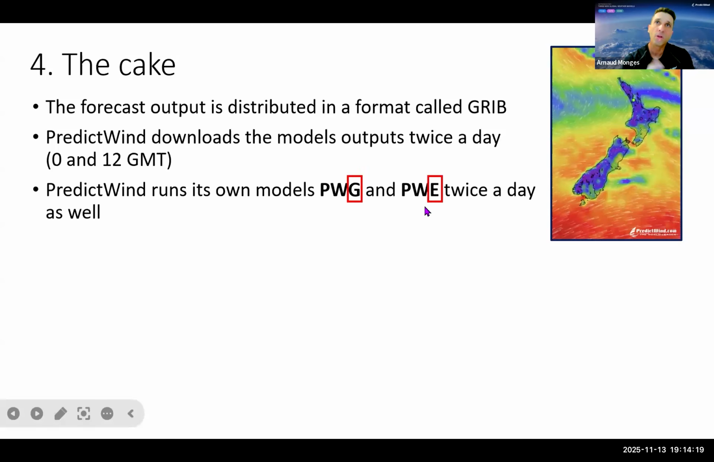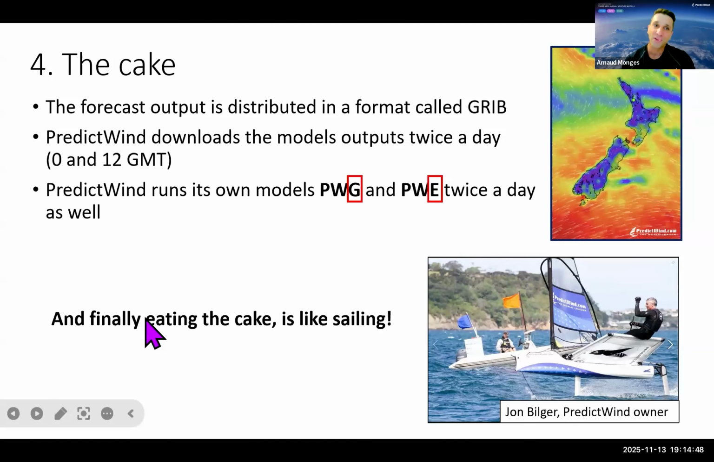So we just have one model, but we run it on initial conditions, so the ingredients from the GFS. In this case, we call it PWG. And if we run with the initial conditions from ECMWF, this is PWE. So they just show you how important those initial conditions are, because if they are slightly different, the output will be different. So after doing all this hard work with the calculation, we finally can eat the cake. And for us at PredictWind, eating the cake is really using the forecast, and it is sailing.